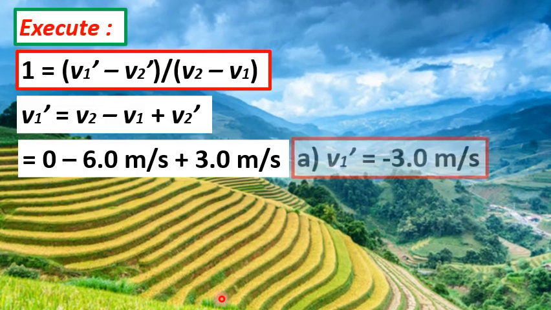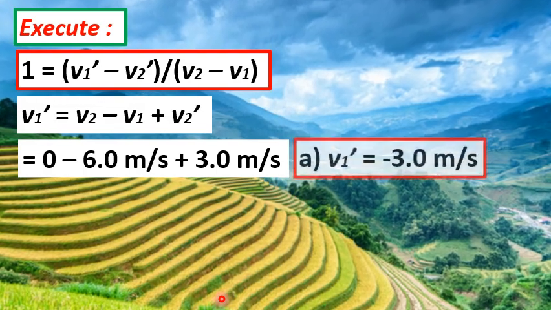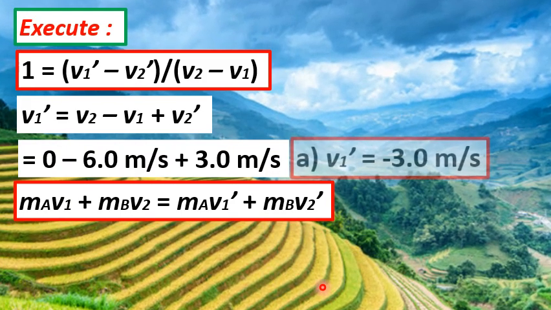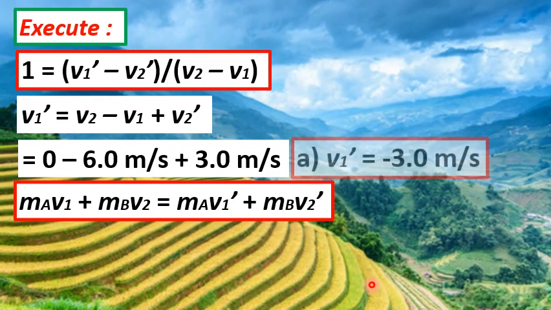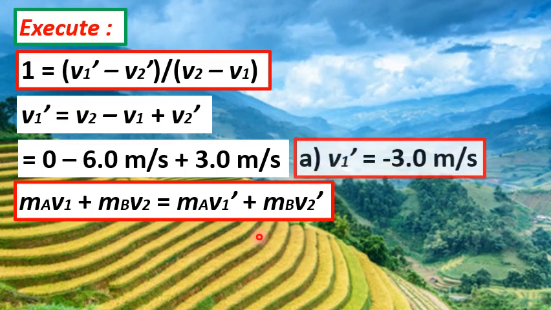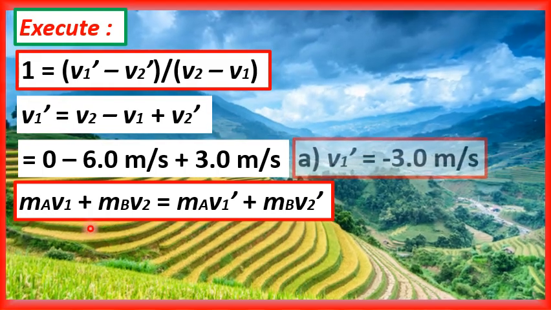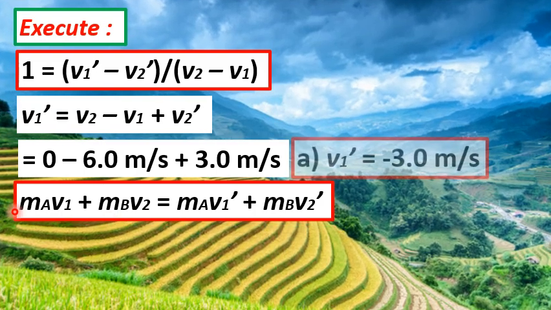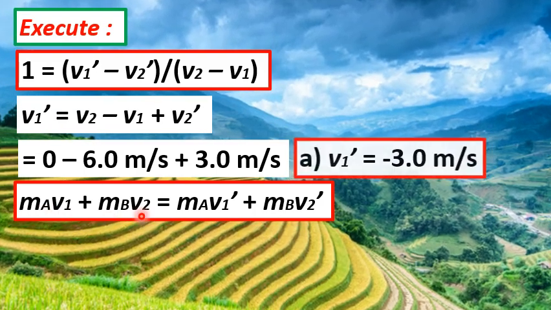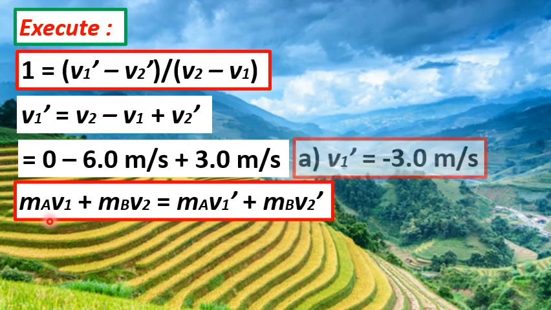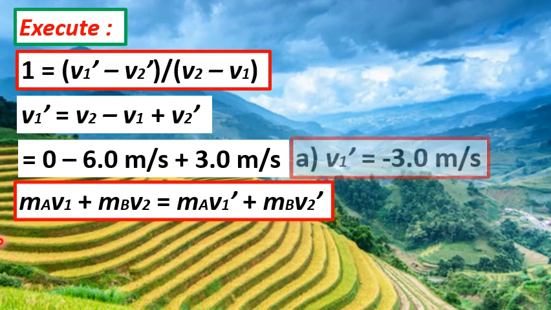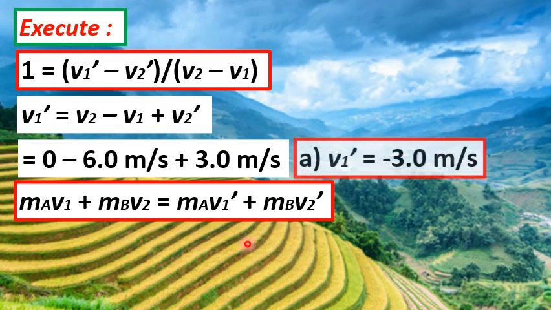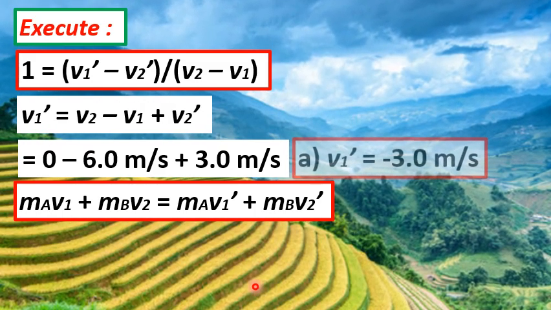Alright, and to find the relationship between the two masses ma and mb, we make use of this equation for the conservation of linear momentum. As we said earlier, the total momentum of the system before the collision must be equal to the total momentum of the system after the collision.